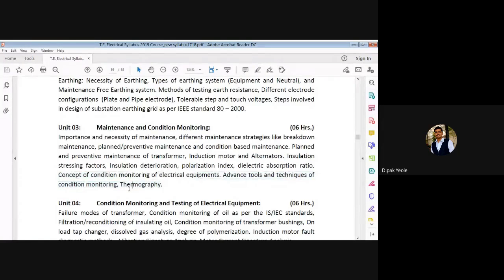And here there is a concept of thermography. We will study this concept of thermography in detail. In the last class, we just saw the overview of thermography. Just write in the chat box what you have understood by the word thermography. Thermography is nothing but a technique to identify hotspots.